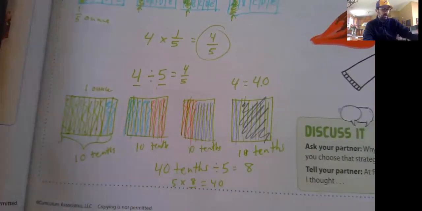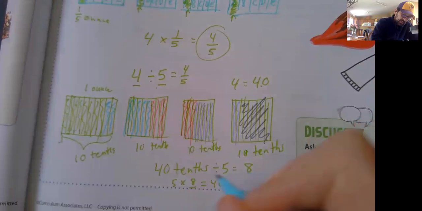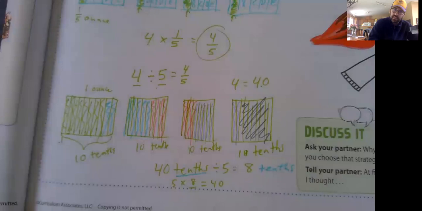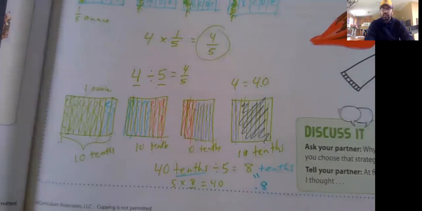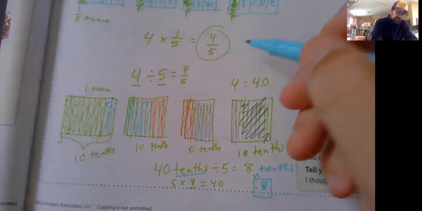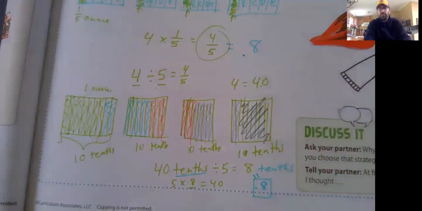Well, we would get 8 tenths, right? The 8 tenths, which is equal to 0.8 or 8 tenths. So what we're saying here is that 4/5 is equal to 8 tenths. Now, if you don't like that, oh, well, that doesn't make sense, well, yeah, it does.